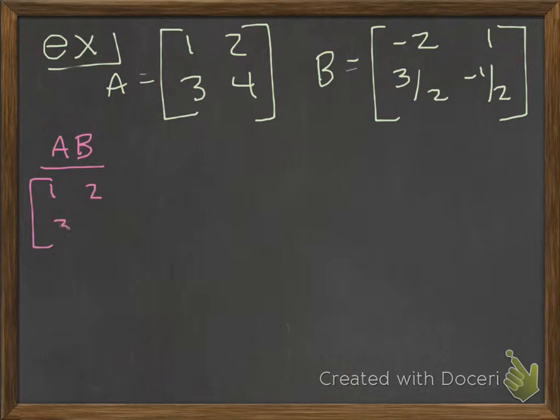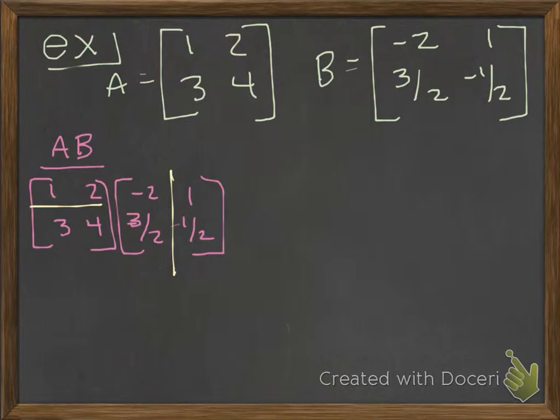So I'm doing 1, 2, 3, 4. And that's negative 2, 1, 3 halves, and a negative 1 half. And remember, it's that whole idea of row by column. So we're doing our rows by columns. So for the first value, we're going to do 1 times negative 2, which is negative 2. And then we do 2 times 3 halves, which will be 3. And then going over to the next spot, we're going to do row 1, column 2. So 1 times 1 is 1. 2 times negative 1 half is negative 1.